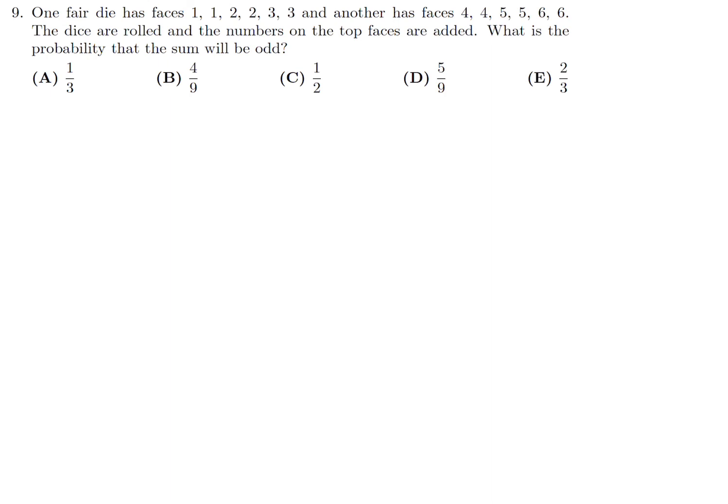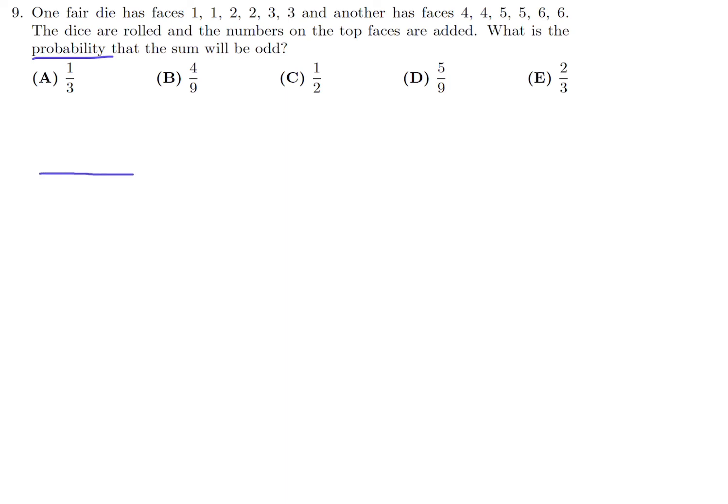One fair die has faces 1, 1, 2, 2, 3, 3, and another has faces 4, 4, 5, 5, 6, 6. The dice are rolled and the numbers on the top faces are added. What is the probability that the sum will be odd? So it's a probability question.